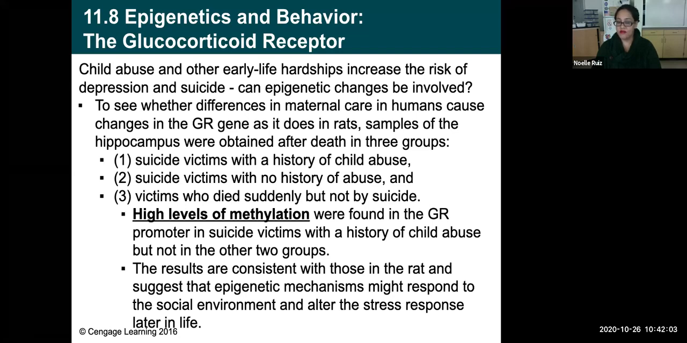What they found was high levels of methylation were found in the GR promoter in suicide victims with a history of child abuse, but not in the 2 other groups. So we've learned in our epigenetics, if our DNA is highly methylated, it's squeezed really, really, really tight around the histones, it can't get transcribed. So those receptors don't get made. The results were consistent with those in the rat, suggesting that epigenetic mechanisms might respond to the social environment and alter the stress response later in life.